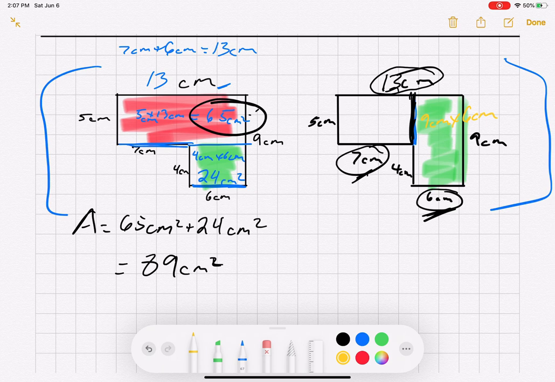Sorry, I just dropped something. Oh shoot, undo.